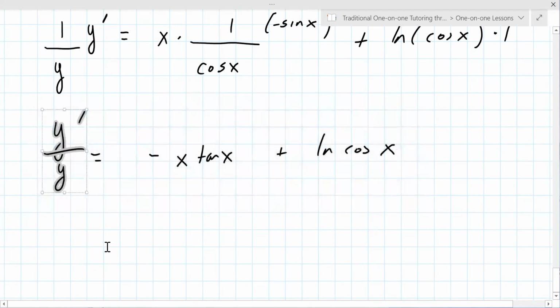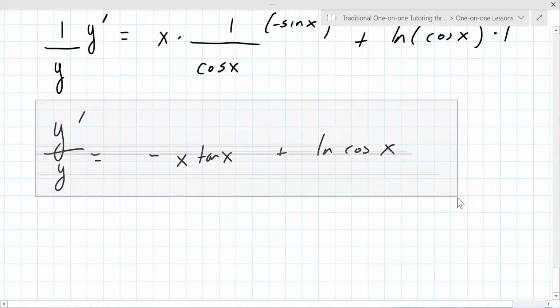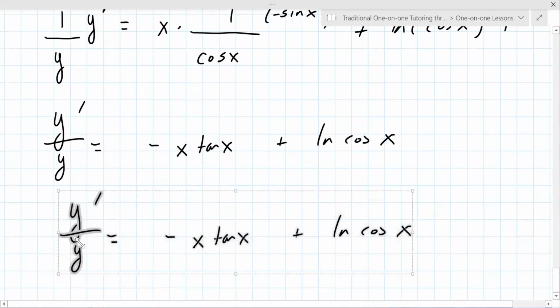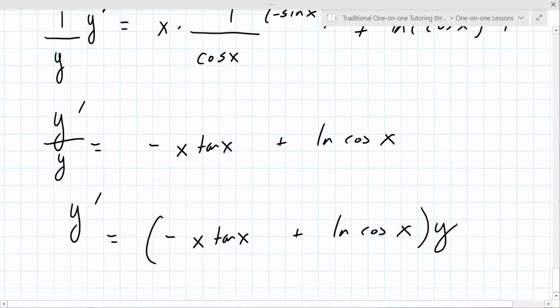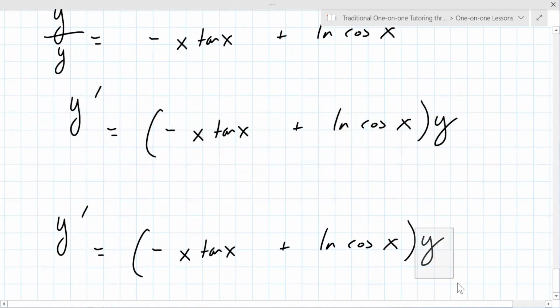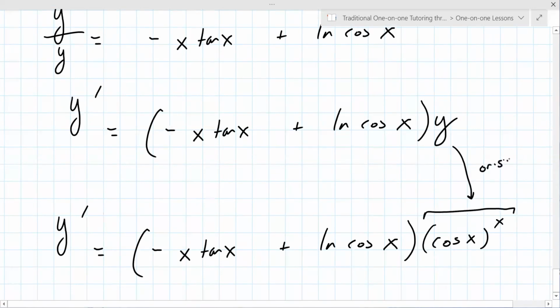And this is something you've seen in class. So your answer here ends up being everything on the right times y, and y is always your original function. So you go back to whatever you started with, and instead of y, it was cosine x to the power of x. All of this is that original, and they always look like that. It's always times whatever the original is. So there's no exceptions to that.